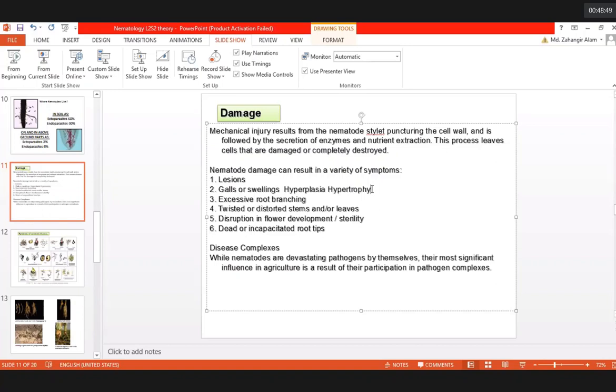Although the root tumor or root gall or root knot is present in the below ground plant part, we can see that the above ground plant parts are affected. The leaf becomes yellow in color because of lack of nutrients. The leaf will be wilted, or the twig will be wilted because of lack of water. And finally, that plant will be dead. You got it? So there might be excessive root branching because the nematode might secrete some chemical.